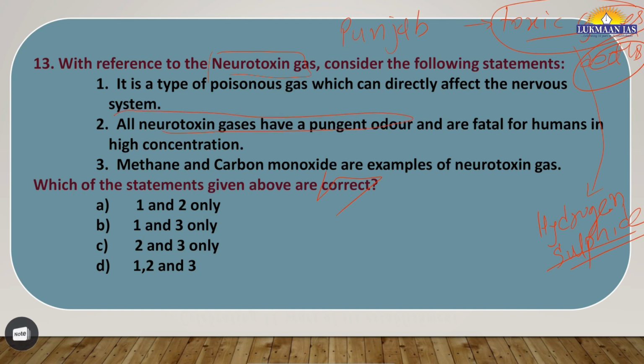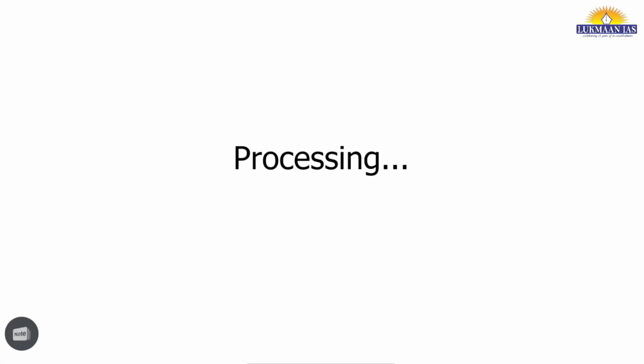Here, the statement that all neurotoxins have a pungent smell is incorrect. Type of poisonous gas directly affecting the nervous system, this is correct. Methane, carbon monoxide, this is correct. 1 and 3 is the correct answer here. Fine? Okay, let's move on to the next.